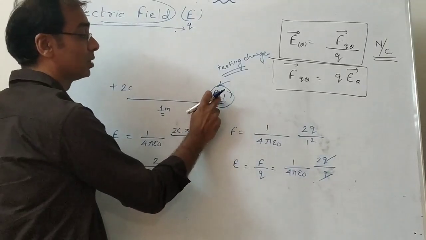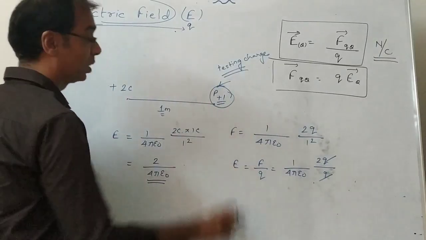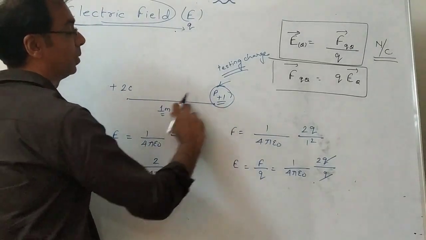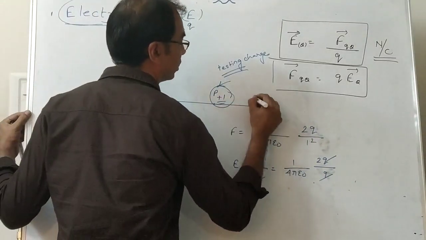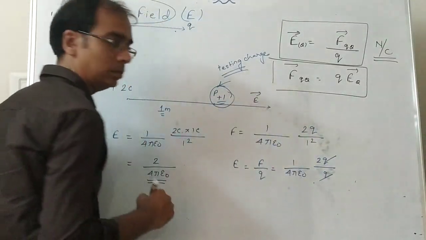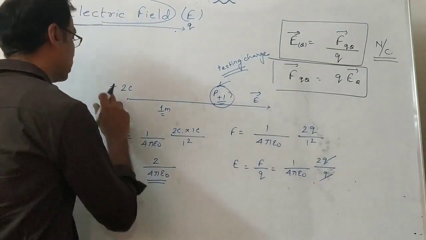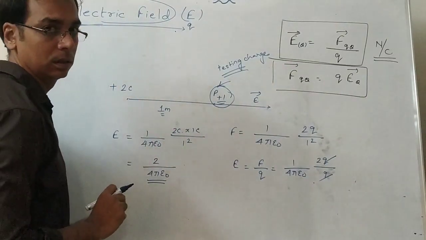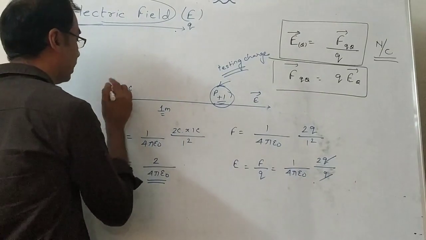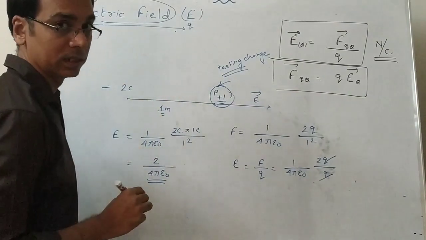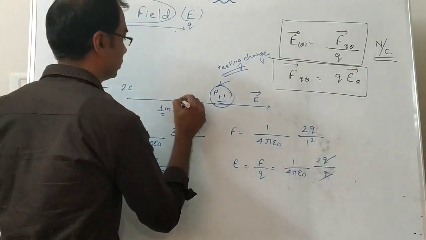Same as the force experienced by this plus 1. What kind of force is this plus 1 experiencing? Repulsive. So the direction of the electric field is this. Okay, but suppose this had been negative. If this is negative, then what will happen? The direction will be opposite.